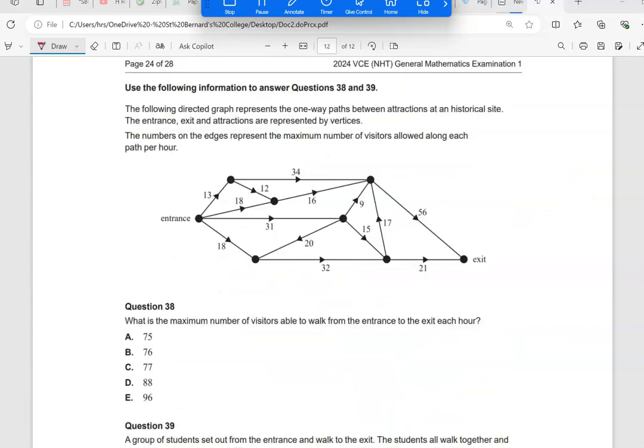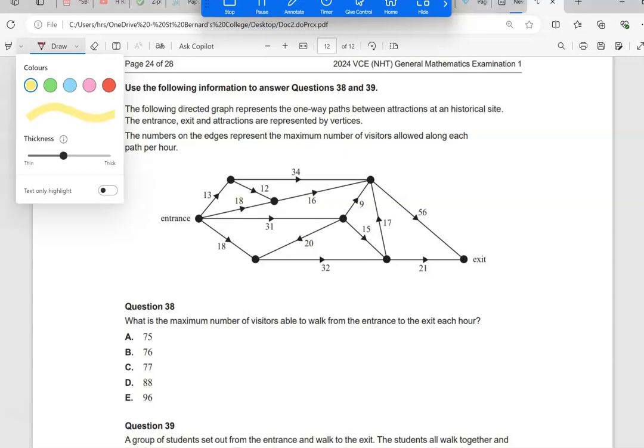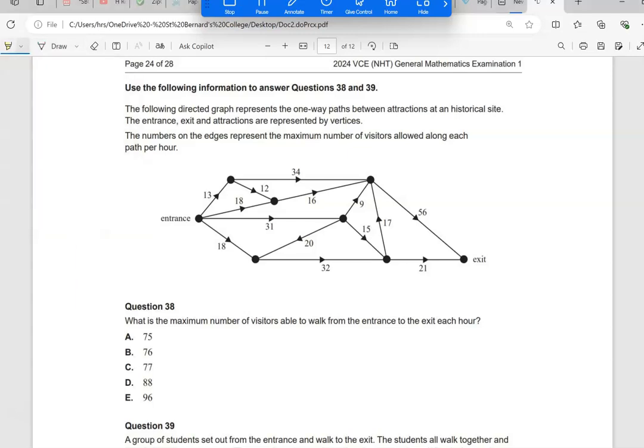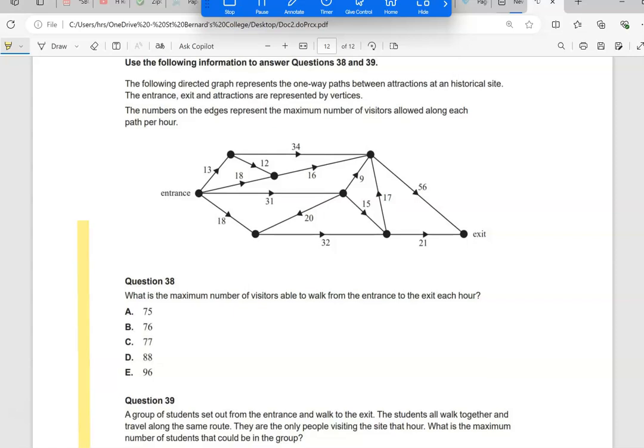Okay, so with this question, it said it's a maximum flow. So you want to know what is the maximum number of visitors that goes from the start to the end. So I just wanted to go through this to practice how we do it. So remember, I said you start at the top. So we want to go along every option.